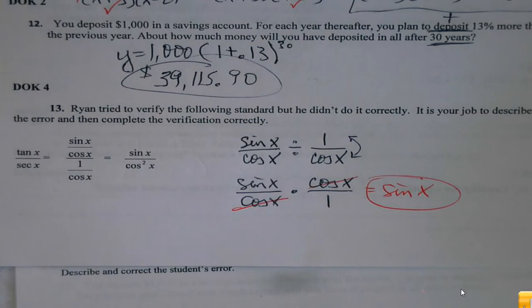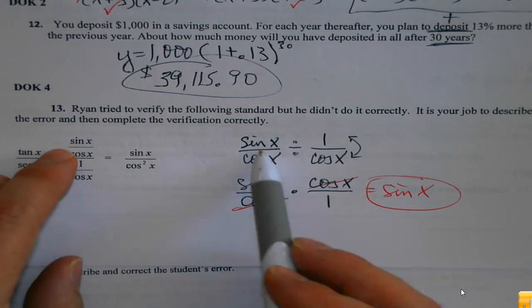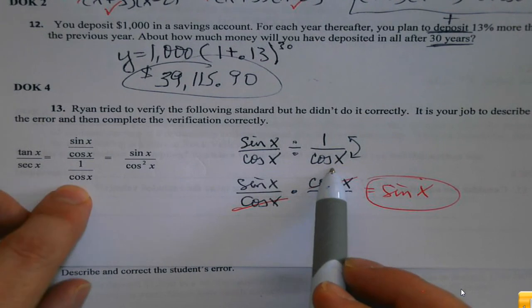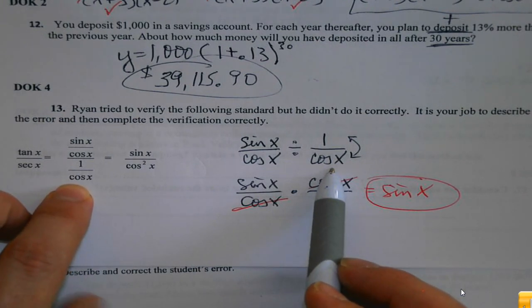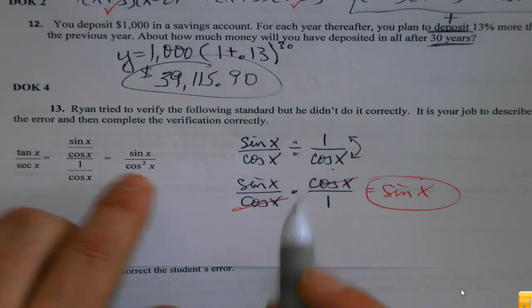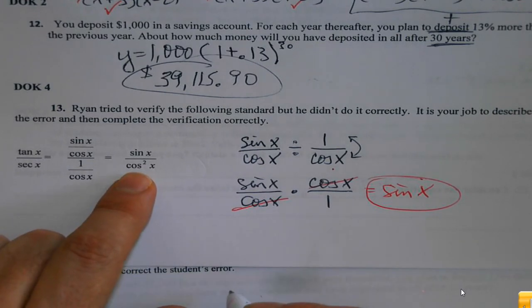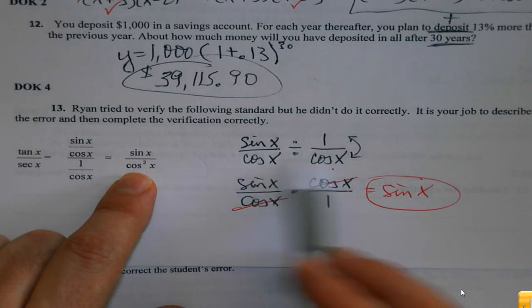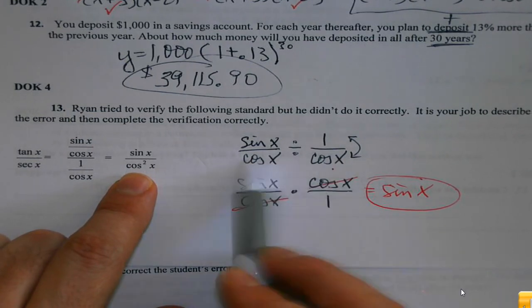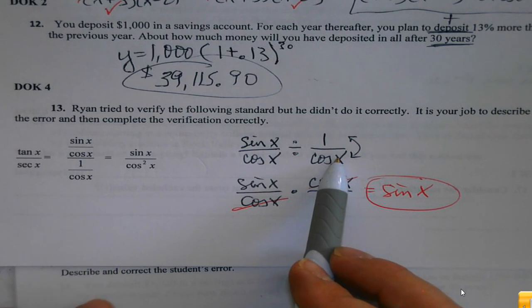Now let's look at what he did. Sine over cosine, okay, divided by 1 over cosine. See, he shouldn't have written it vertically. That's his problem, but we won't tell him that. But he got here. Why'd he get cosine squared? Oh, he didn't take the reciprocal of the second fraction.